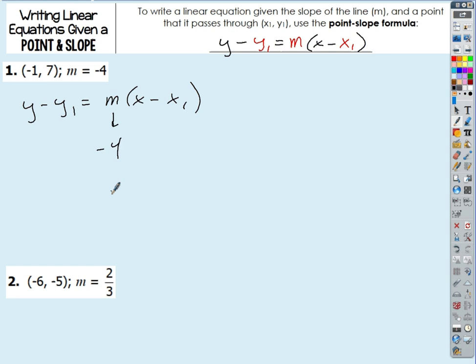For that's the x value, right? So that's going in for x1. So we're going to end up with x minus negative 1. What's that? Plus 1, right? X minus negative 1 becomes an x plus 1.